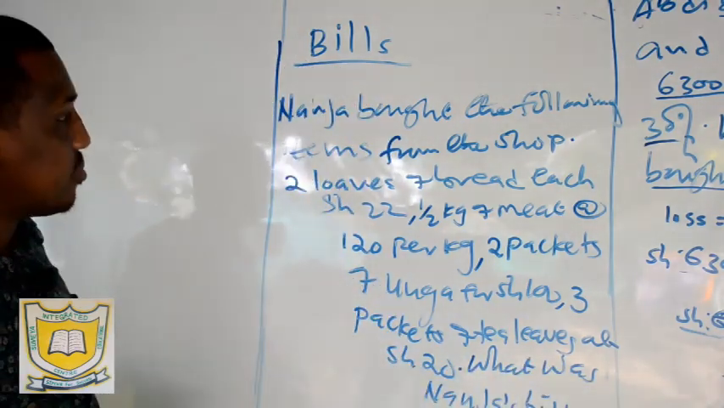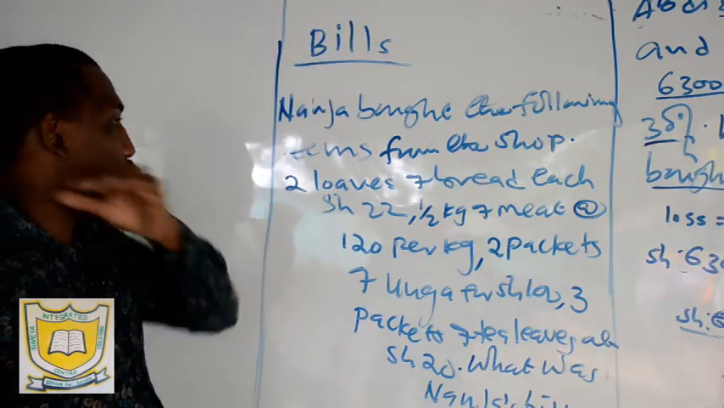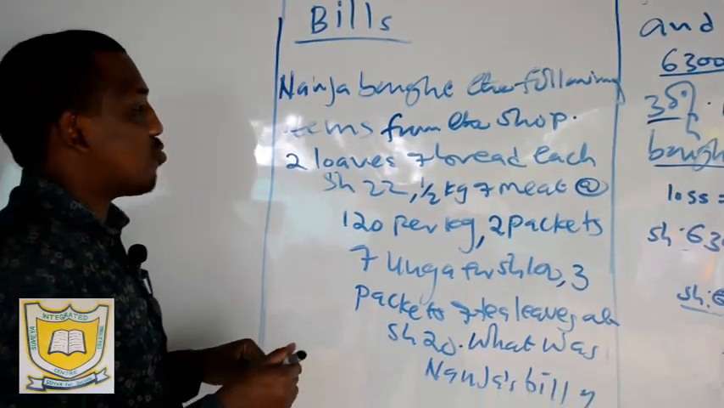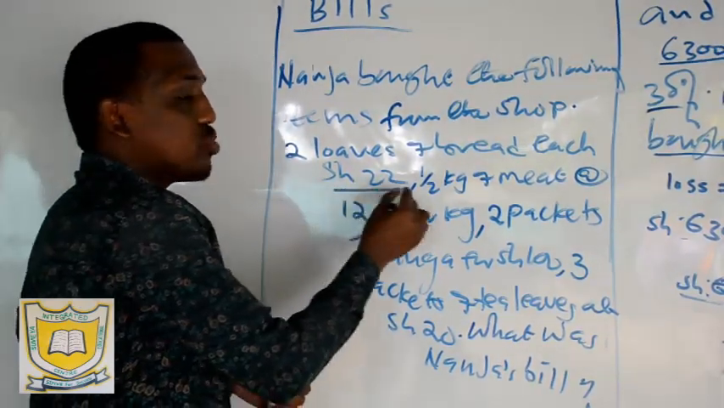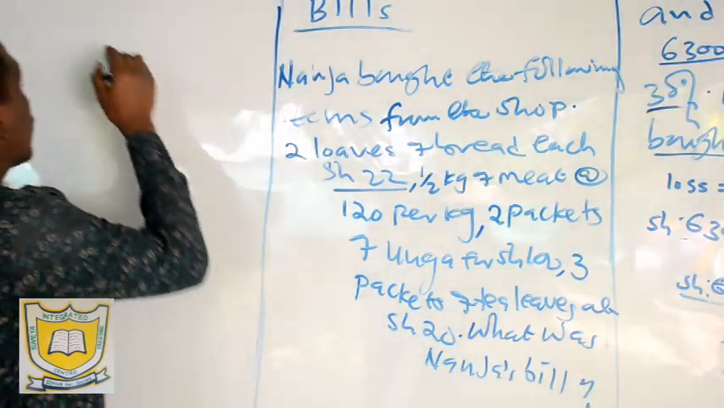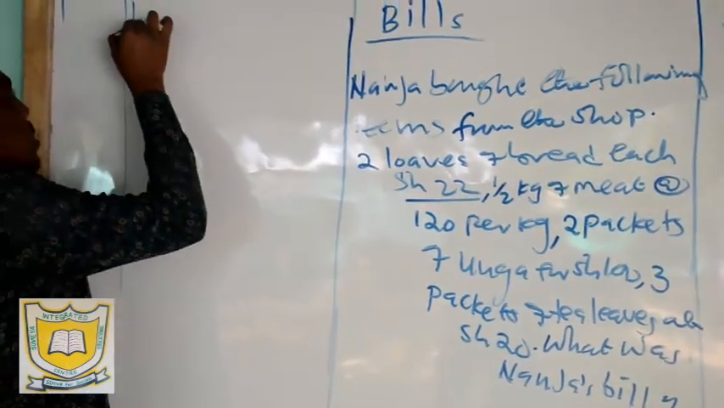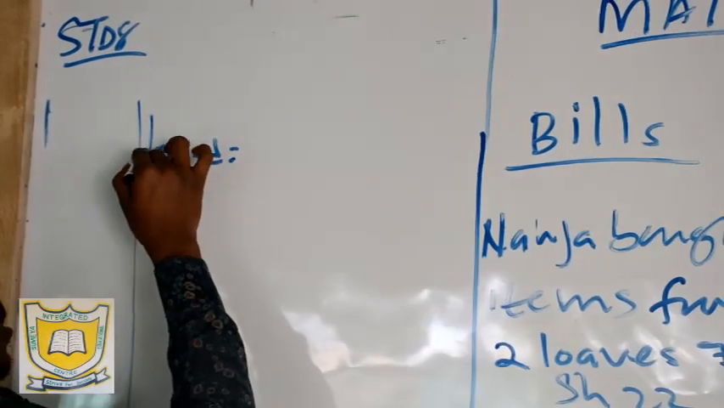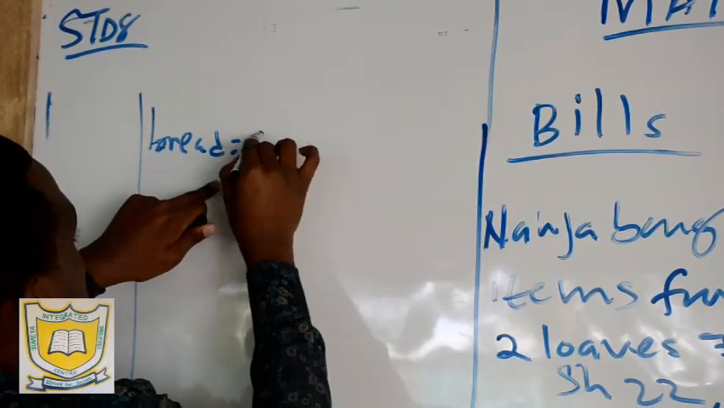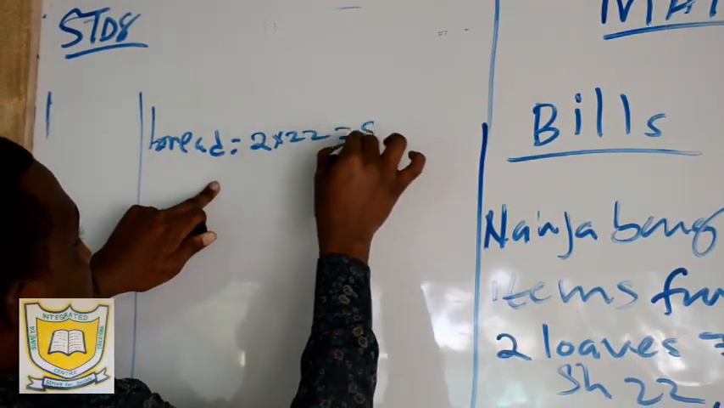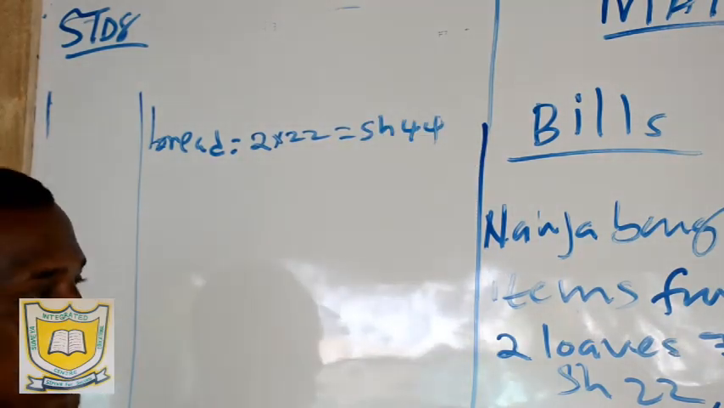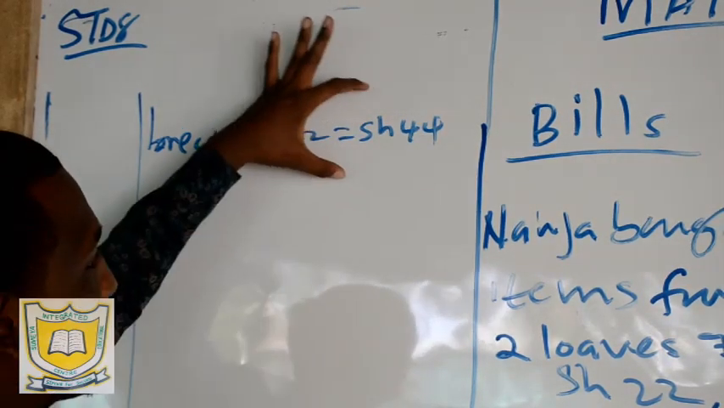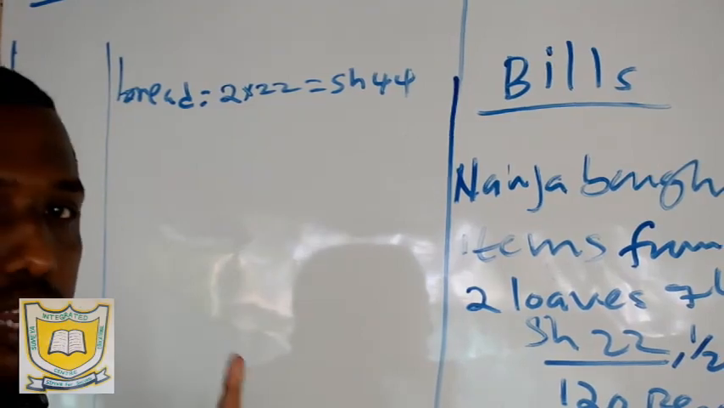Let us see. Ninja bought the following items from a shop. 2 loaves of bread, each shillings 22. We multiply now. So we have bread here, 2 loaves of bread. 2 times 22, you will get shillings 44. Each, and that we multiply. 4 we don't multiply.